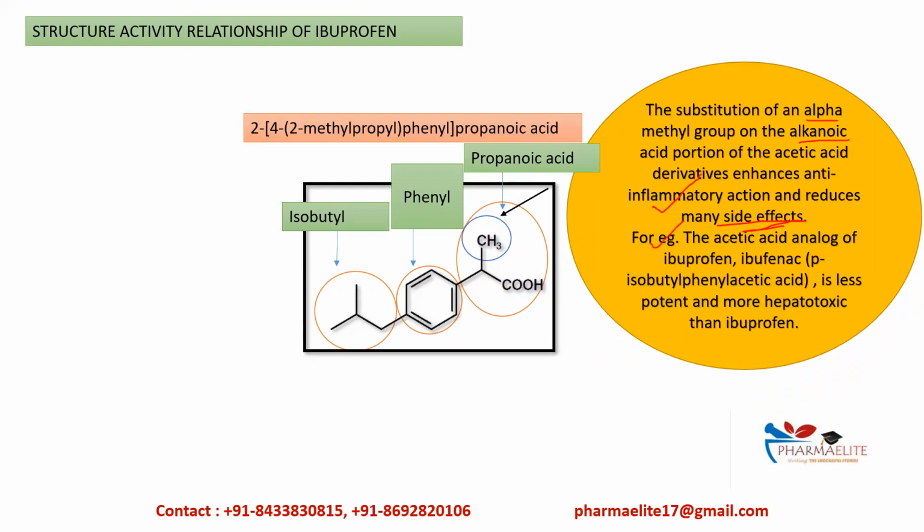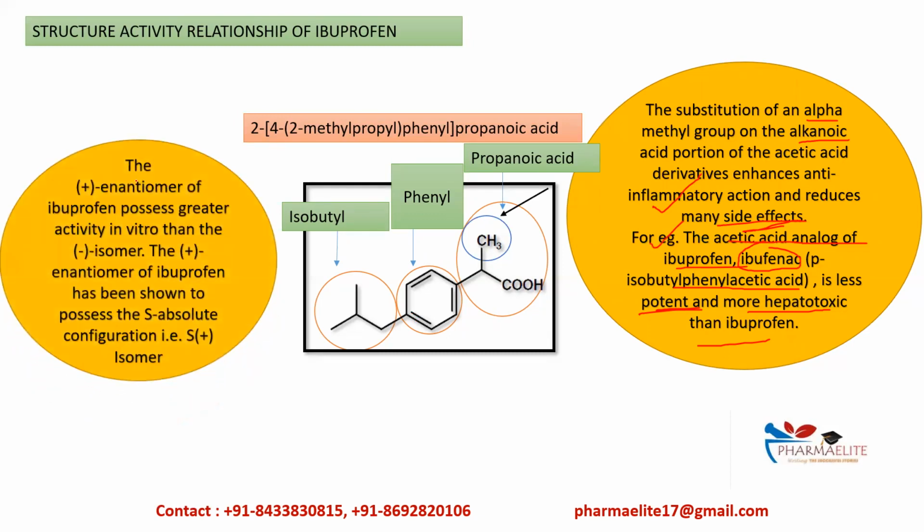Now we'll see one example. The acetic acid analog of ibuprofen, that is ibufenac. Remember this, it is para-isobutyl phenyl acetic acid. It is less potent and more hepatotoxic than ibuprofen. Why? Because ibufenac does not have this alpha CH3 substitution, and hence it has more hepatotoxicity and is less potent. Whenever there is alpha substitution, we have enhanced anti-inflammatory, that is therapeutic, action, and reduced side effects.